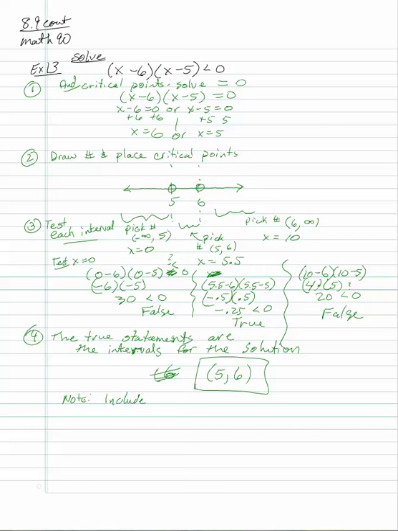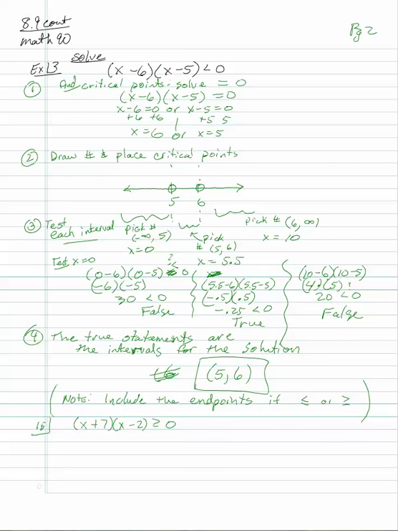Just include the endpoints in the intervals if it's less than or equal to or greater than or equal to. The equal to are the endpoints. So if you use either less than or equal to or greater than or equal to, then you would put brackets and include the endpoints. All right, let's try another one.